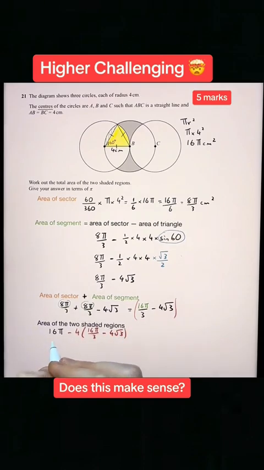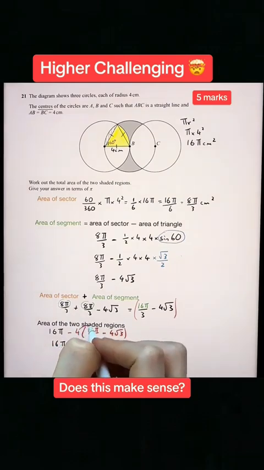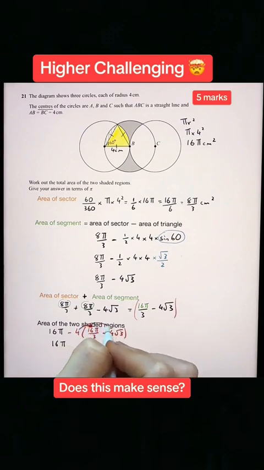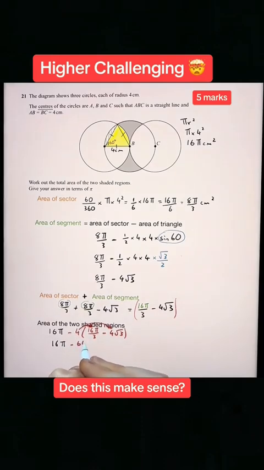Leaving the 16 pi alone, expanding my single bracket. When expanding a single bracket, I multiply whatever's directly outside by each term directly inside my single bracket. So negative 4 times 16 pi over 3 will give us negative 64 pi over 3. And negative 4 times negative 4 root 3, we know a negative times a negative will give us a positive. Therefore, that will give us plus 16 root 3.